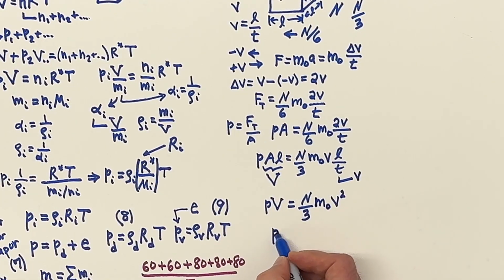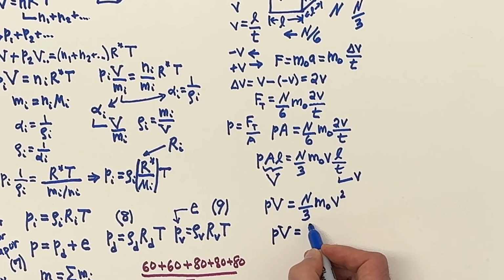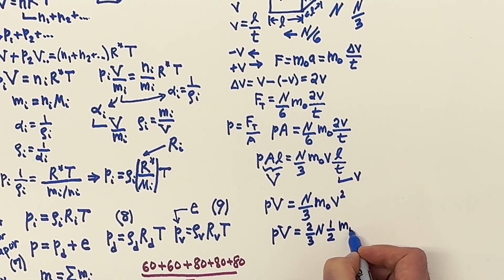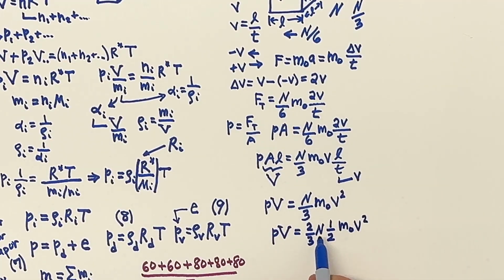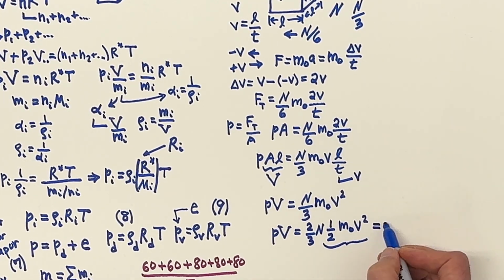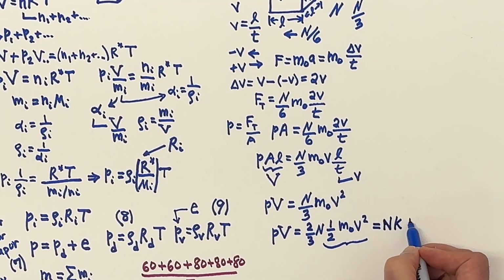So that means PV equals, if I put a 2 here, I can then have a 1/2, which cancels. So here, the 1/2 cancels the 2, and this is the kinetic energy of a gas particle. But PV has to equal the number of particles times kT, where k is the Boltzmann constant.